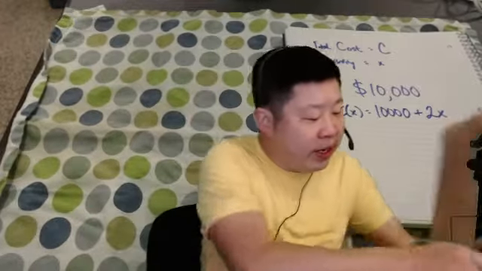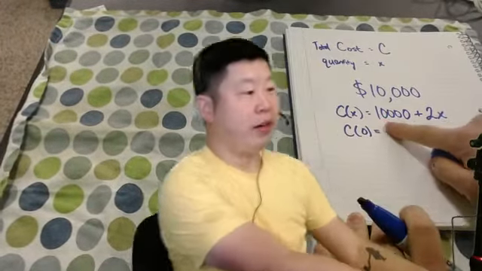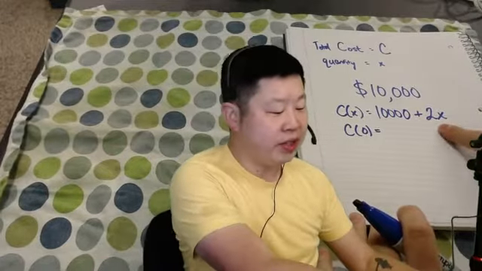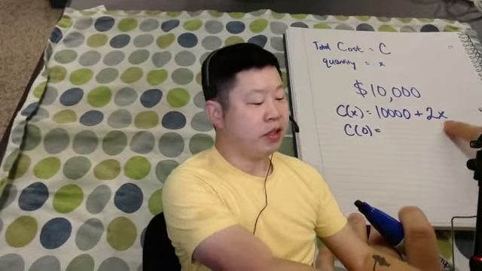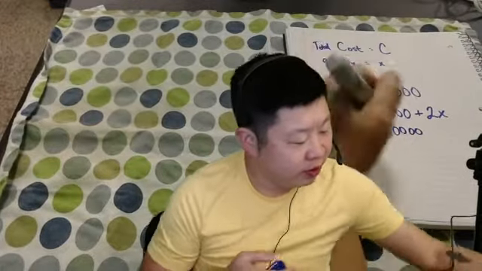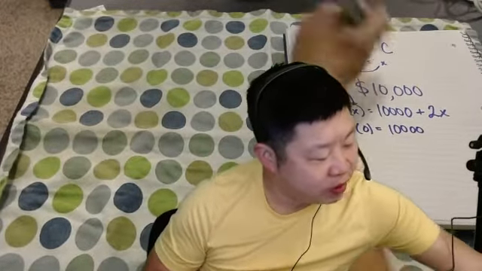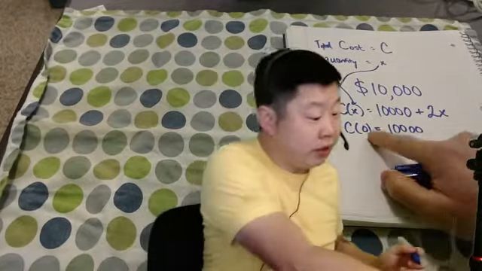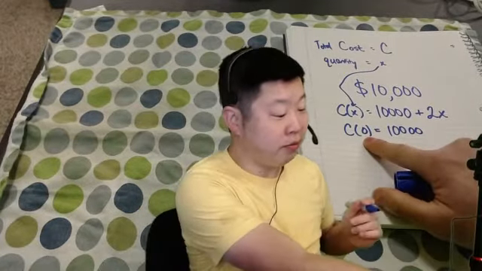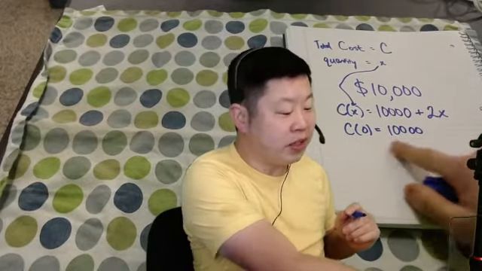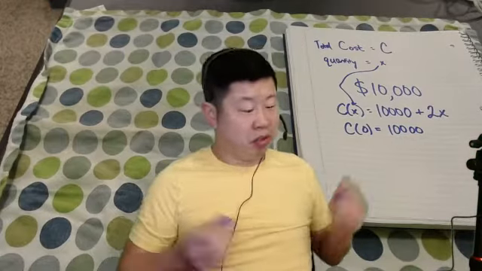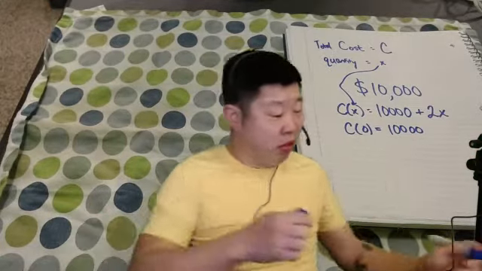If we went ahead and computed C of 0, that is, you take this formula right here and plug in 0 everywhere you see an x, you'll have 10,000 plus 2 times 0. That's just going to simplify to the number 10,000. Okay, and so x here, that's the quantity, that's the number of mugs. So in this case, 0 right there, that's the number of mugs. And the cost of making 0 mugs is $10,000. Does that make sense?